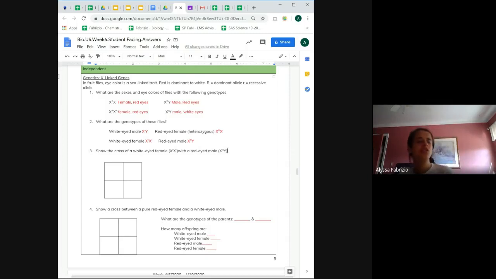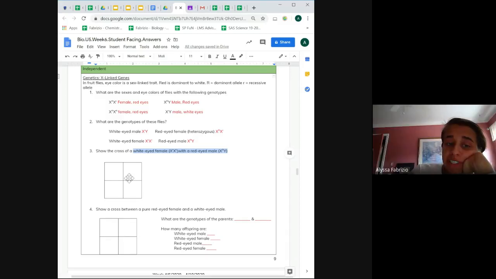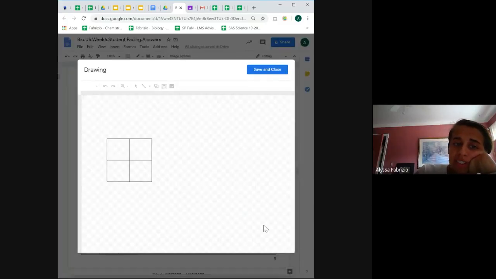Okay. Now we're going to show the cross of a white-eyed female. So this is similar to our other Punnett square crosses. We're just using these alleles instead of the autosomal alleles. So if we're crossing, what do you put in the squares, like big R, little r, then little r, big R? Yeah. So for this one, we just do it a little bit differently. I can show it.